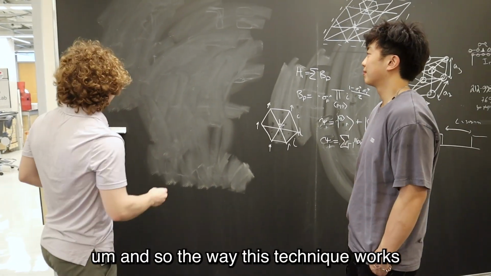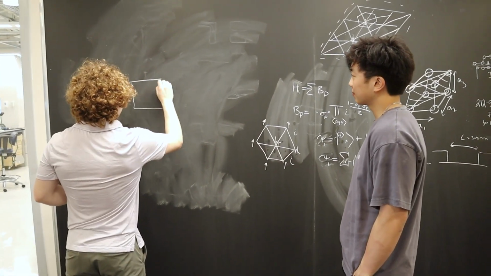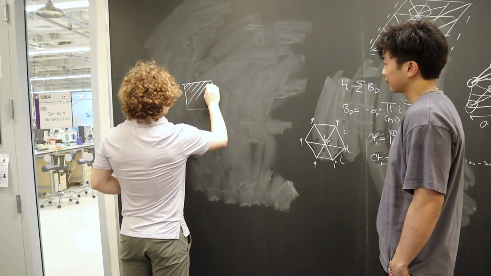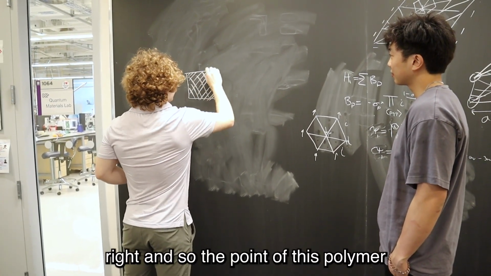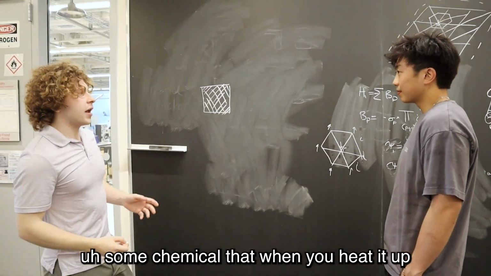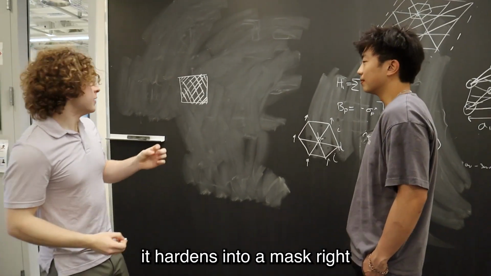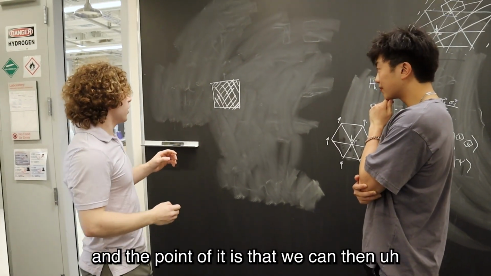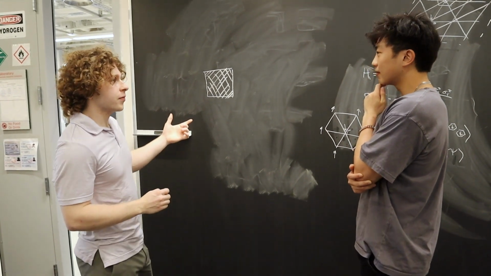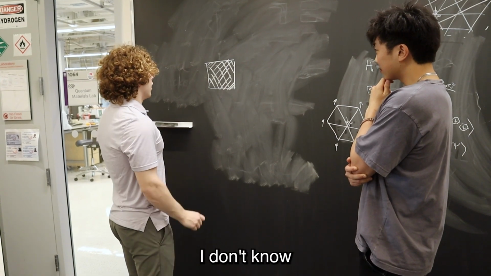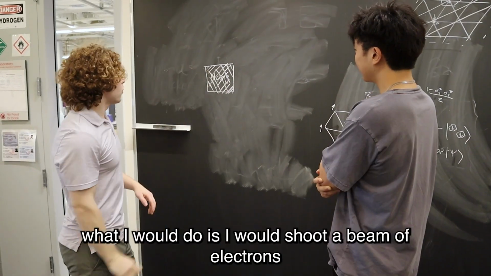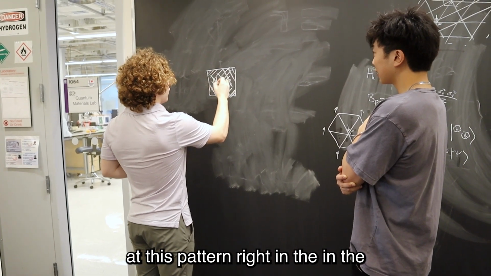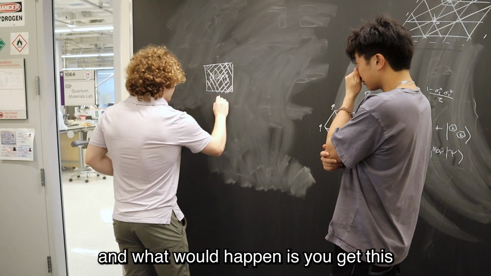And so the way this technique works is, say I have my chip right here, right? The first thing that I'm going to do is cover my chip with a polymer, right? The point of this polymer, it's some chemical that when you heat it up, it hardens into a mask, right? And so this is called a lithography mask. The point of it is that we can then shoot a beam of electrons at it to crack it, okay? So say I wanted to, I don't know, write something like Nang. What I would do is shoot a beam of electrons at this pattern, right, in your name, in Nang. Mm-hmm. And what would happen is you would get this.